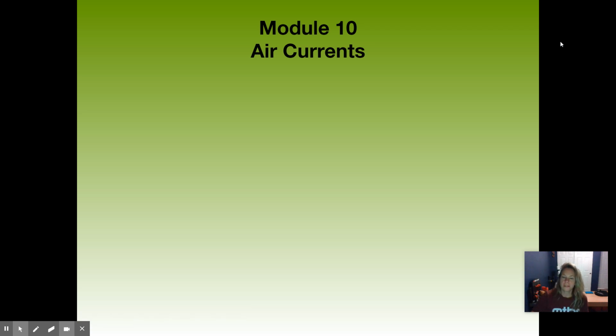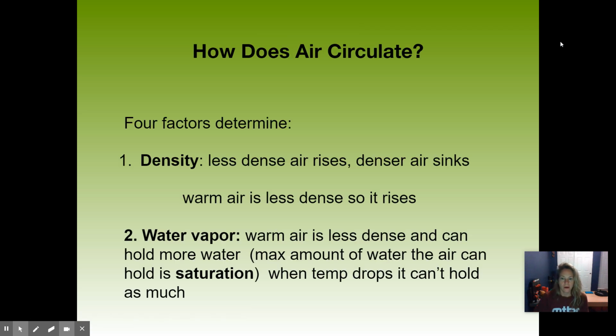Hello, this is Module 10, which is air currents. So basically, there's four different ways that air circulates. So circulating around the globe, we're talking about.